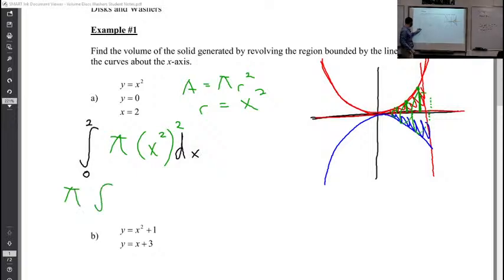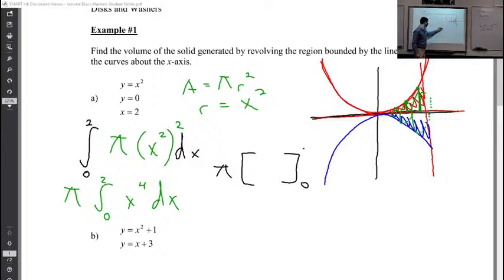Pi goes out in front. Since it's just a number, it can go out in front of the integral, and we don't have to worry about it until the very end of the problem. X squared squared is x to the fourth. So now we take the antiderivative from 0 to 2. The antiderivative of x to the fourth is 1/5 x to the fifth. Plug in 2 minus plug in 0.